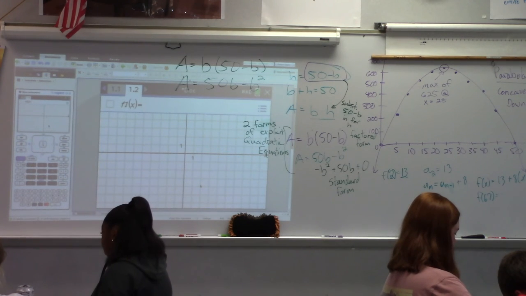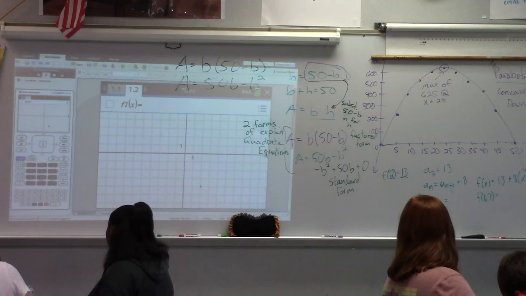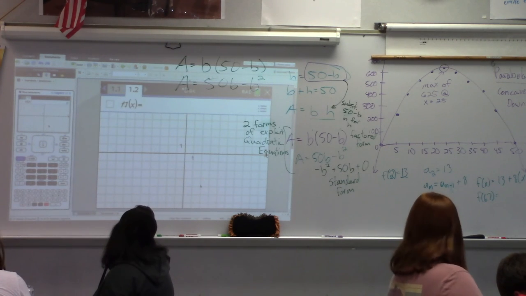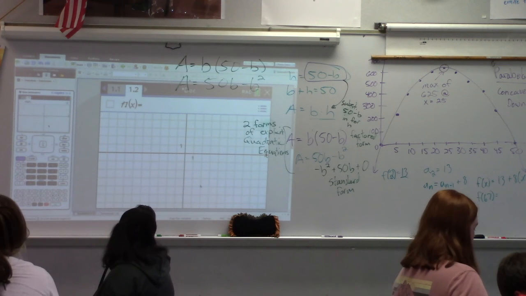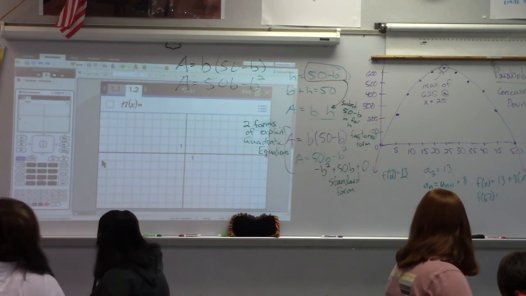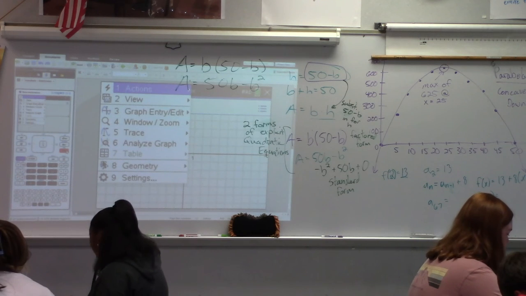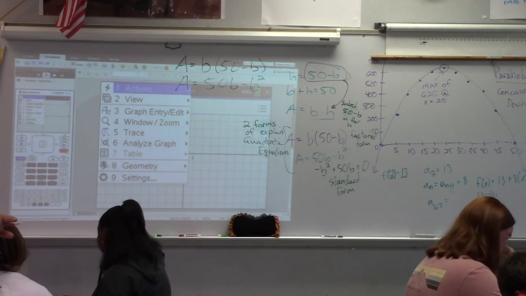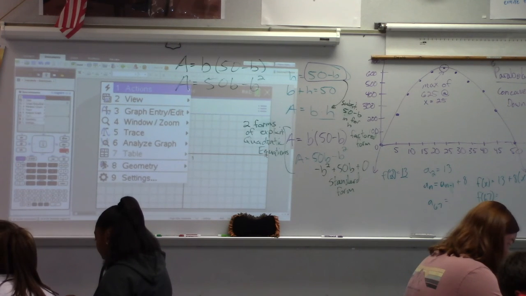Now, we've already written an equation, but before we put in the equation, I want us to learn how to quickly graph a scatter plot. So again, what button am I going to press to do stuff? Menu. Then, Actions. We're trying to graph a scatter plot.